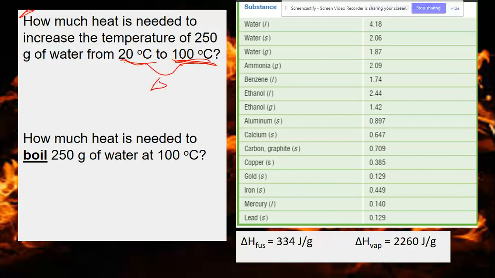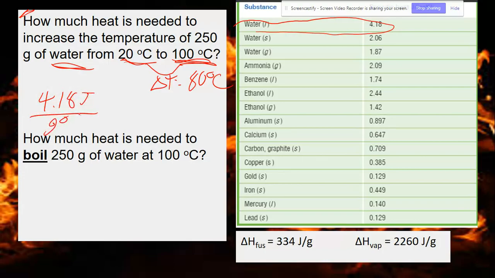So we have a delta T, and that delta T is 80 degrees Celsius, and that means we're going to need to use the specific heat, and the specific heat we're using is water, which would be liquid at that point. So 4.18 joules over grams degrees Celsius, and it's looking for heat, so it's looking for joules. That means we need to multiply that by the grams, 250 grams, and by the degrees Celsius, which is 80 degrees, the change in temperature.